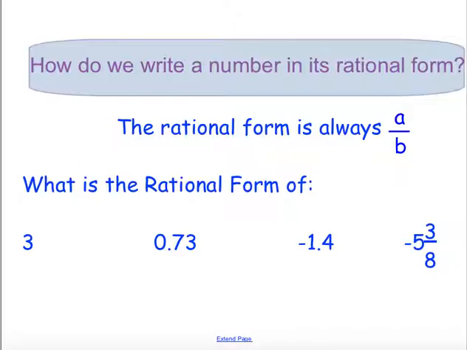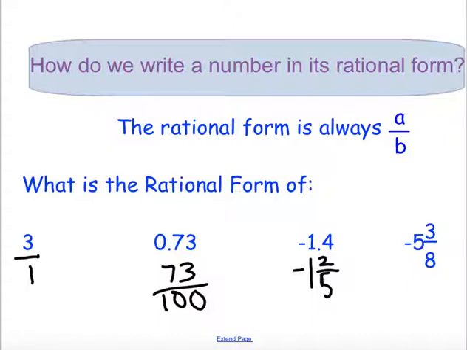okay? So, if we look at a number, our rational form is always an a over a b. We're not looking for mixed numbers here. So 3 can be shown as 3 over 1. 73 hundredths can be shown as 73 over 100. Negative 1.4, we could say this is 1 and 2/5, right? Because 4/10 reduces to 2/5. But we have to have it not as a mixed number, so we say this is negative 7 over 5. And lastly, we turn this mixed number into an improper fraction by saying it's negative 43 over 8. Okay? Always showing our rational numbers as one integer divided by another.